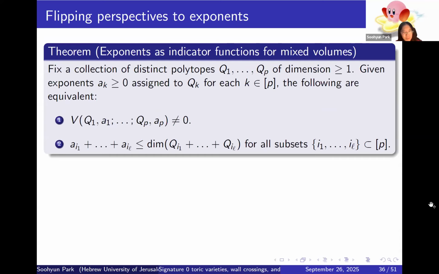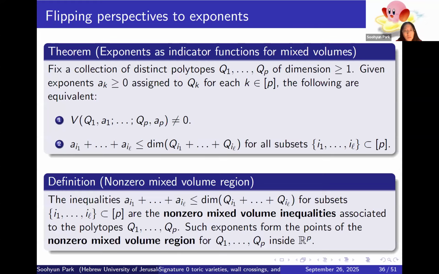So instead, we'll focus on the exponents. Equivalently, the sums of the exponents, coming from how many times you use each polytope in the mixed volume, are less than or equal to the dimension of the Minkowski sum. These are equivalent conditions for having non-zero mixed volume, okay? So focusing on these exponents, we will call such inequalities the non-zero mixed volume inequalities, and the collection of exponents satisfying these properties a non-zero mixed volume region.